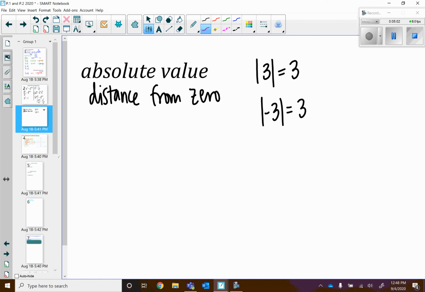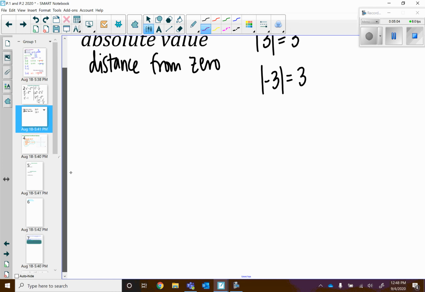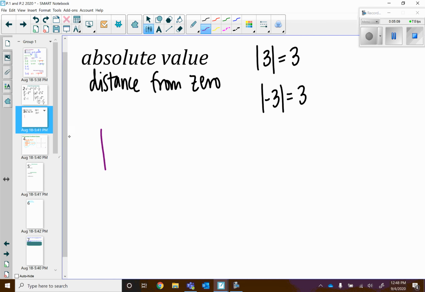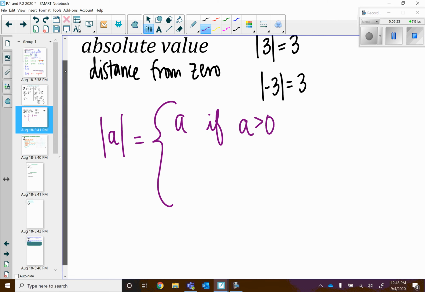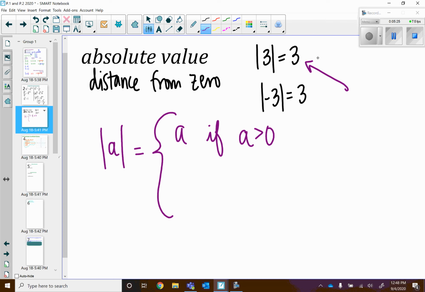One really important thing, and we're going to look at an example with this in class: if I have the absolute value of some value a, that means one of three things. That means either it's going to look like that same number if a is greater than 0. So that's like our example right here. The absolute value of a is equal to the same thing that's inside if it's positive.